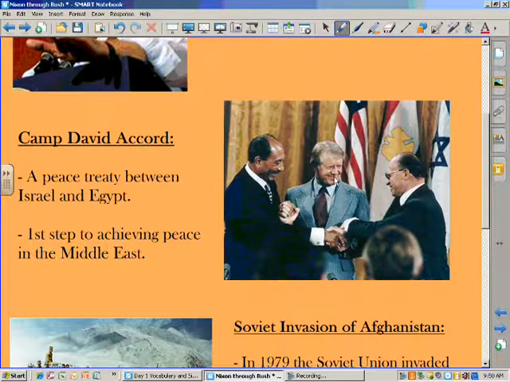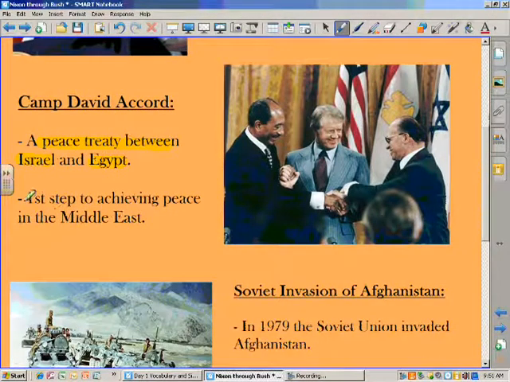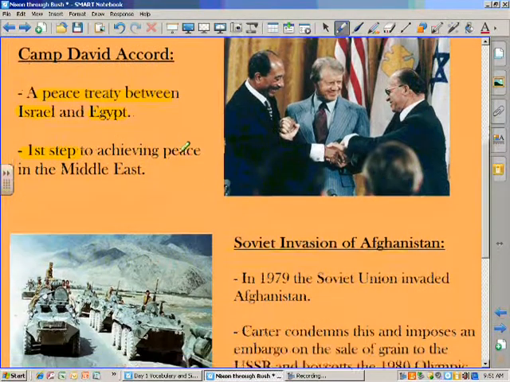Furthermore, during his presidency, he was a great diplomat, especially with the Camp David Accord. This was a peace treaty he helped create between Israel and Egypt, and this was the first step to achieving peace in the Middle East.